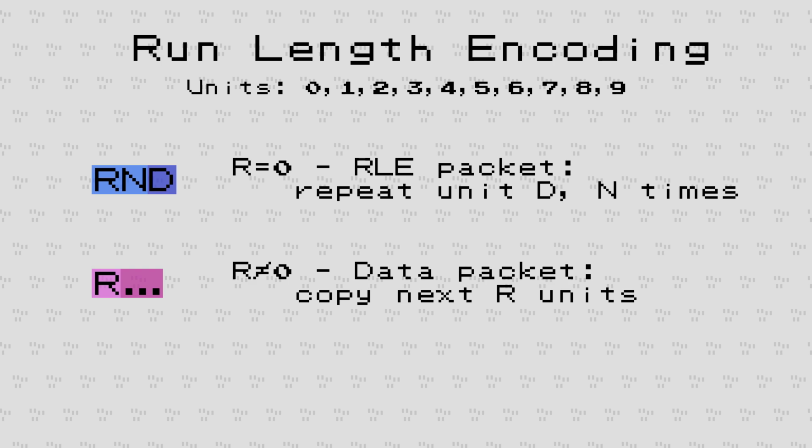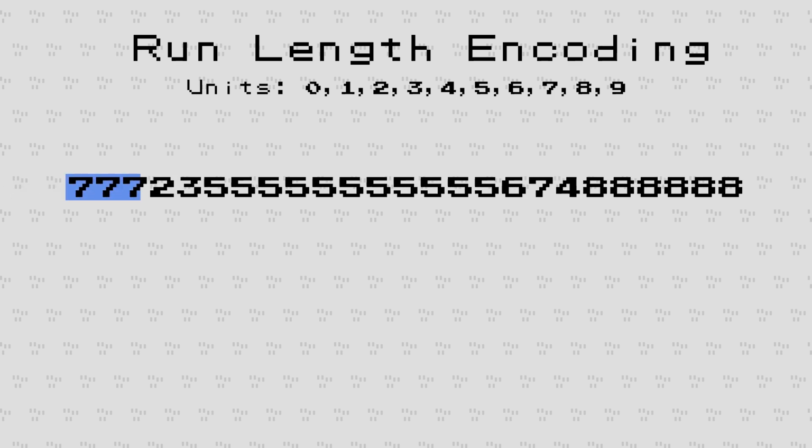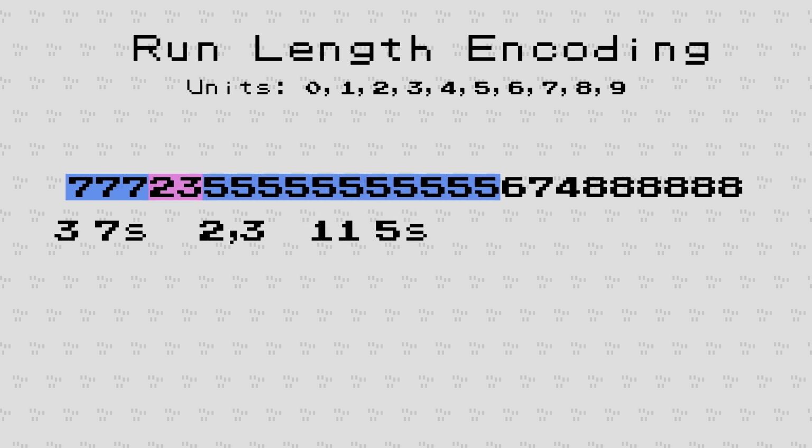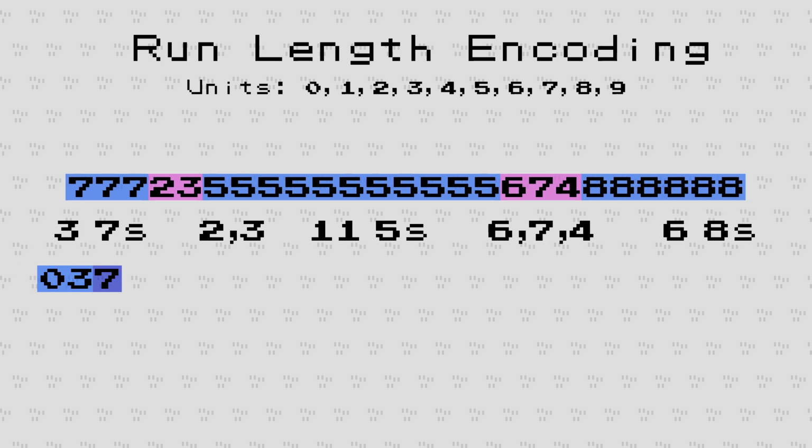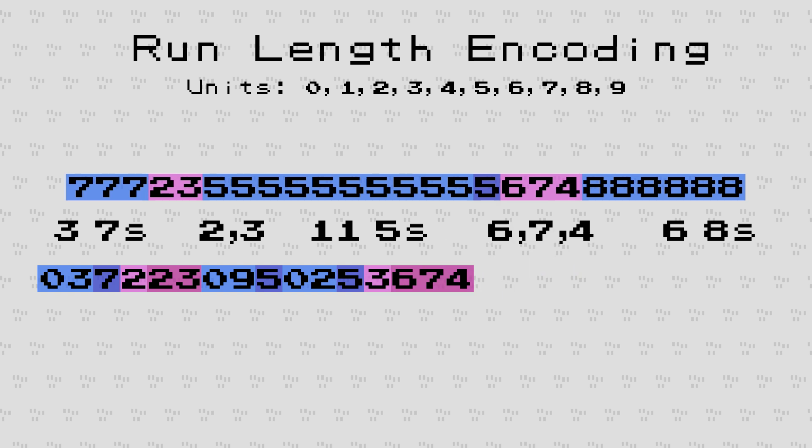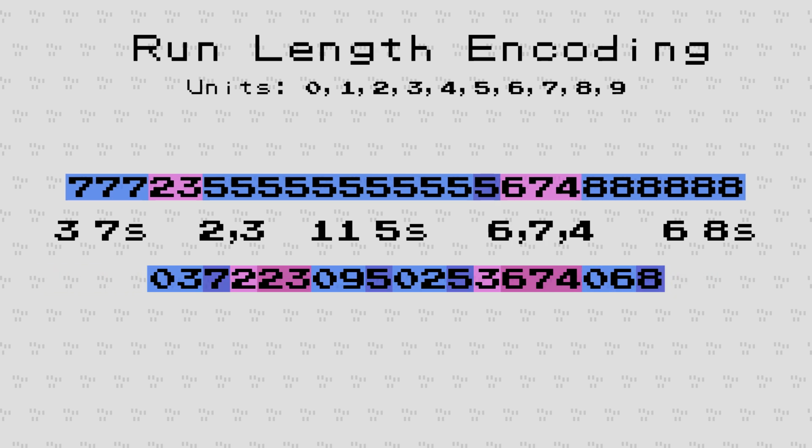Just as an example, let's encode this string using this new method. We can split this up as 3 7s, 2 3, 11 5s, 6 7 4, and 6 8s. This would be encoded as 0 3 7, 2 2 3, 0 9 5, 0 2 5. Remember, we're limited to 9 per packet. 3 6 7 4, 0 6 8. Now, this implementation of RLE isn't too efficient, but we trimmed the string down from 25 to 19 digits.